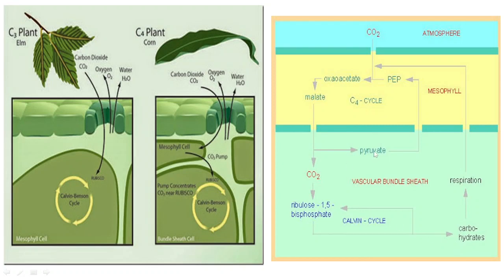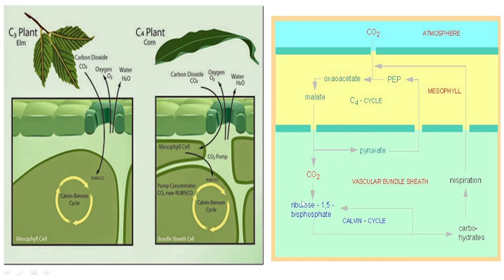Now the pyruvate that was formed here will be transported back to the mesophyll cells for production of phosphoenol pyruvate, so that there is continuous production of phosphoenol pyruvic acid. This way the C4 cycle continues. I repeat, carbon dioxide is absorbed by PEP. It's converted to oxaloacetic acid and then to malic acid, which gets transported into the bundle sheath cells to split into carbon dioxide and pyruvic acid.